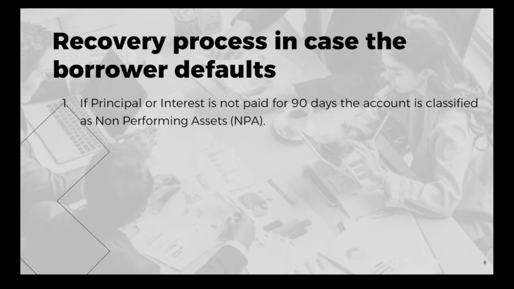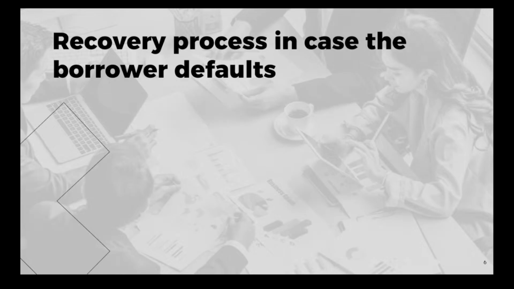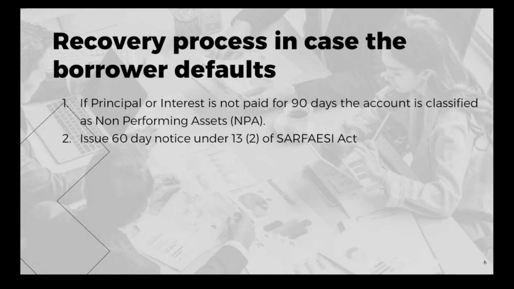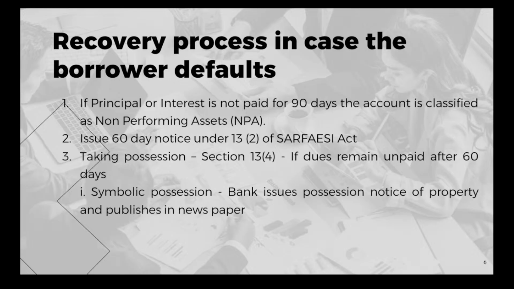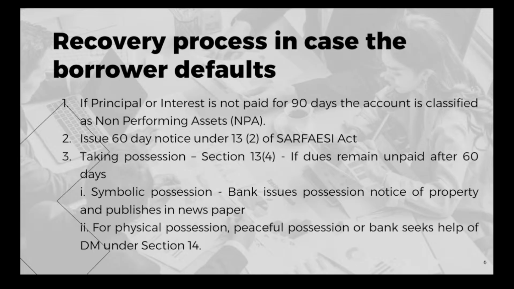Once the account is classified as NPA, the bank issues a 60 days notice under Section 13(2) of the SARFAESI Act. Then the bank takes possession of the property under Section 13(4). There are two types of possession. There is symbolic possession, where the bank issues a notice of possession of the property in the newspaper, and there is physical possession, where the bank physically takes the keys from the borrower.